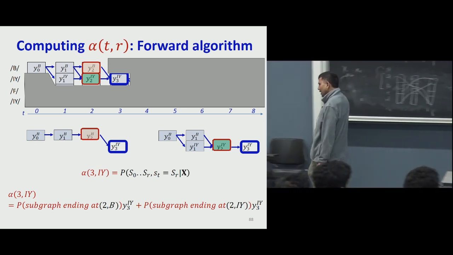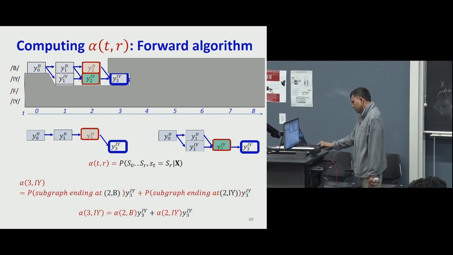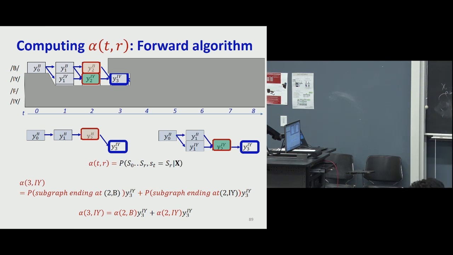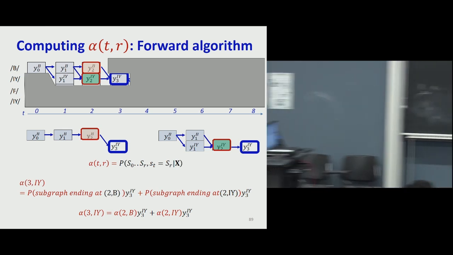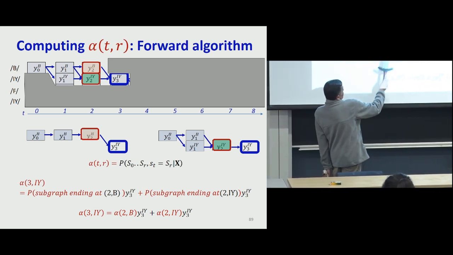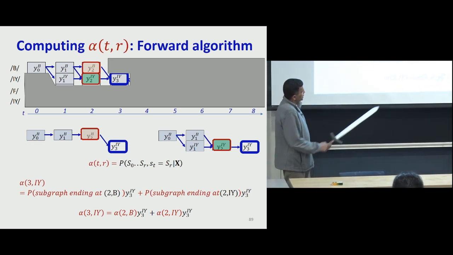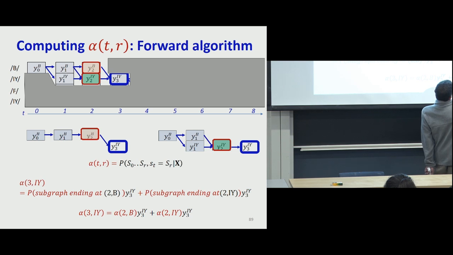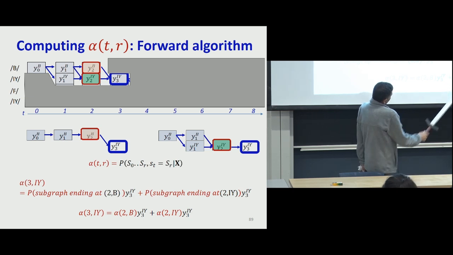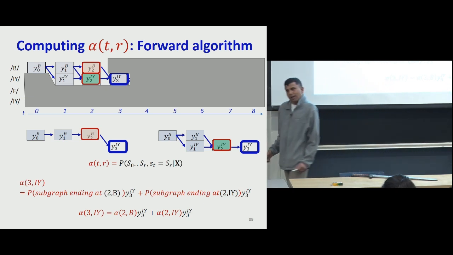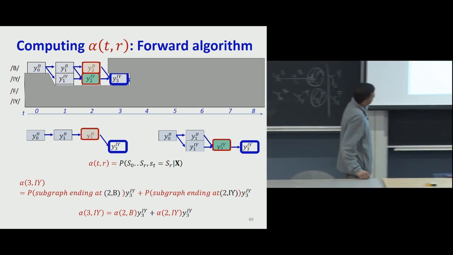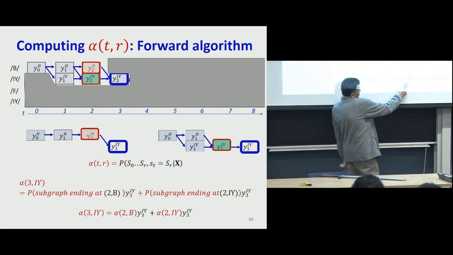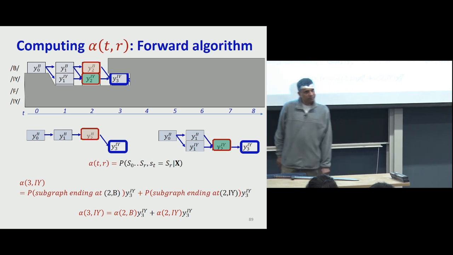And this guy over here, if you look at this subgraph, the total probability of this subgraph over here is simply the alpha term over here, which is alpha 2b, right? The total probability of this subgraph, including everything ending here, is simply the alpha term over here, which is alpha 2e, right? And so this entire formula can be written as alpha TR, alpha 3e is alpha 2b times y3e plus alpha 2e times y3e, right?